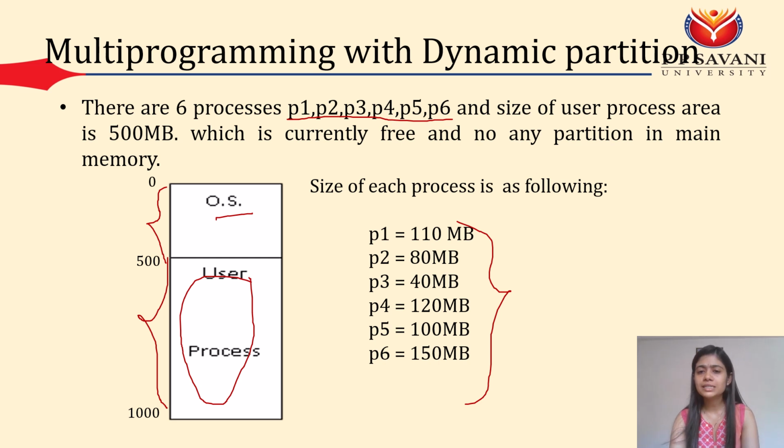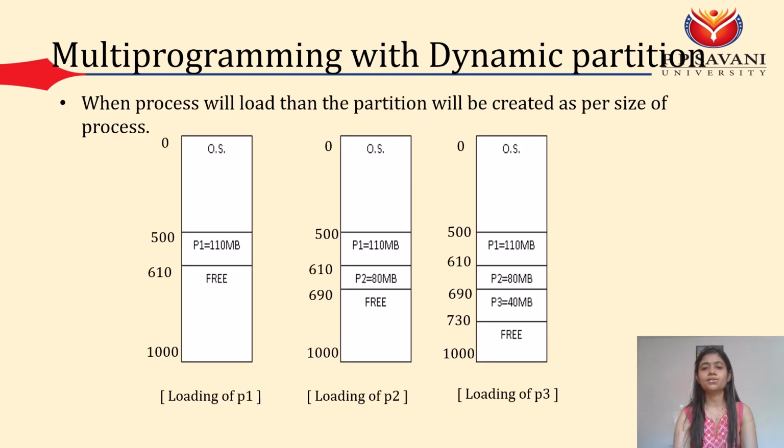Now whichever process comes, the partitions are created based on that. Initially the partition size is 500 MB. Now the first process comes into the operating system, of 110 MB. So one partition is going to be created for the P1 process, of how much size? 110 MB. And the remaining partition is kept for other processes to utilize. As you can see over here, when the process loads, the partition is created as per the size of the process.